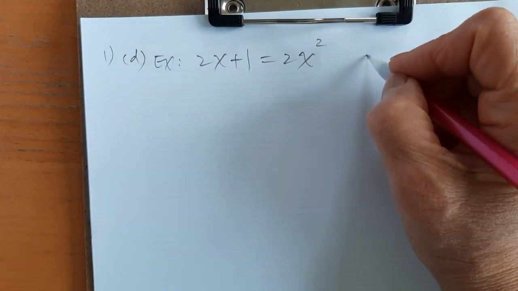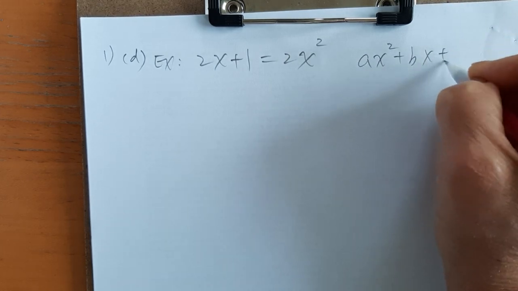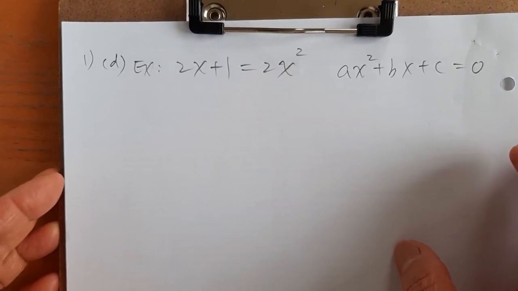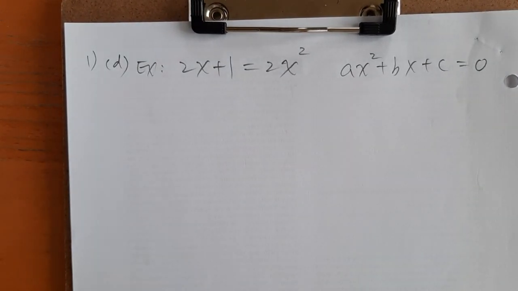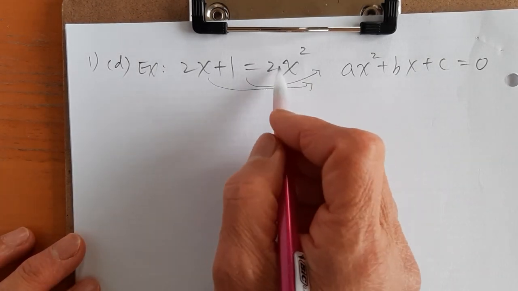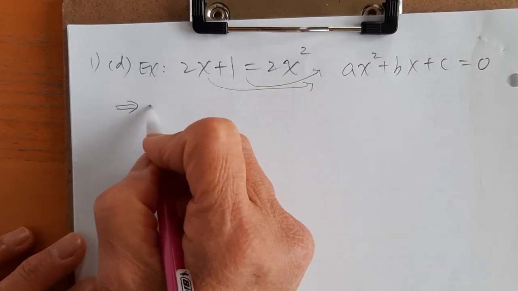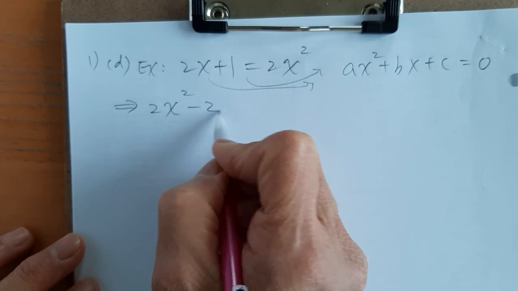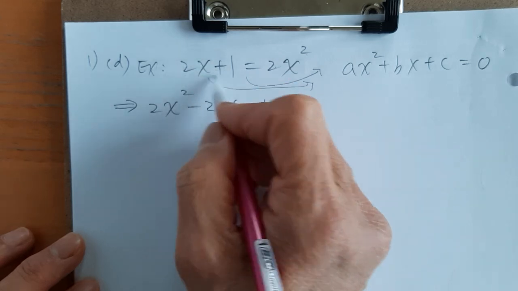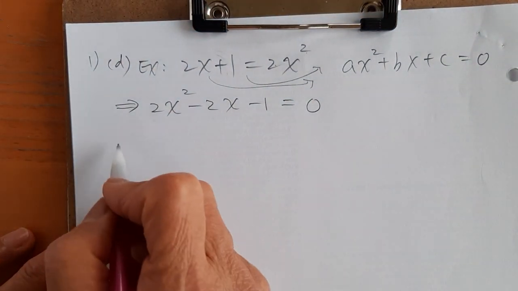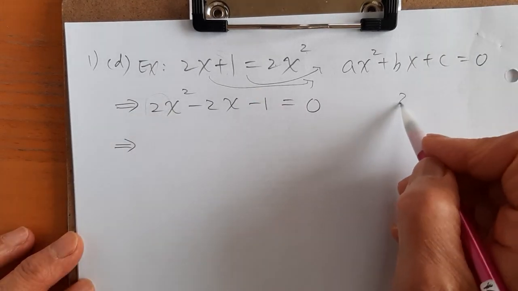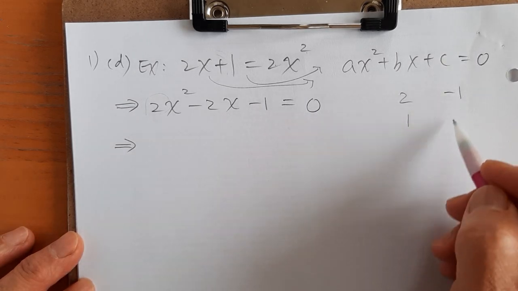become the standard form, which is ax squared plus bx plus c equals 0. Then we can either factor it. If it can be factored, we factor it. If it cannot be factored, you use the quadratic formula. So we have to make all the terms on one side. So I move to the right side, change the sign. 2x squared, 2x move, become minus 2x. Positive 1 move, become minus 1. The left side is 0. And put this form. And then you look at whether we can factor it. Since 2 is 2 times 1. Negative 1 is negative 1 times positive 1.